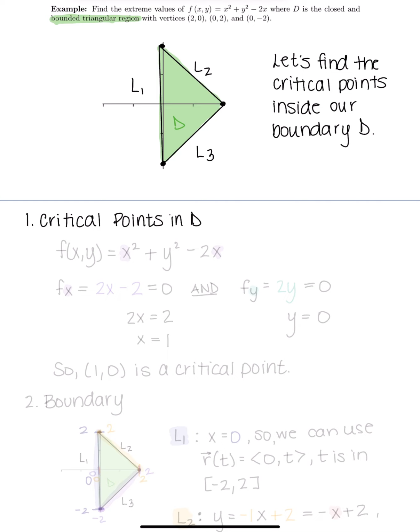Critical points means that our first partial derivative with respect to x and our first partial derivative with respect to y need to both equal 0. So our original function, f of xy, is equal to x squared plus y squared minus 2x. If we find our partial derivative with respect to x, treating x as our variable, we're only worried about these two terms. So finding the derivative would be 2x minus 2.